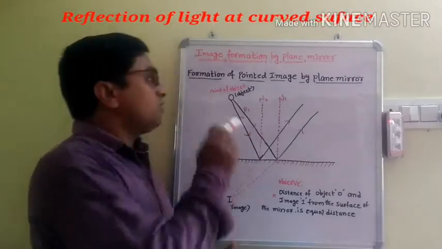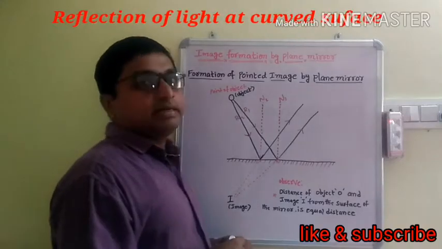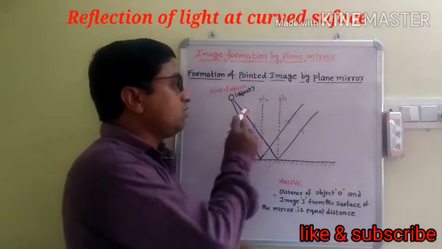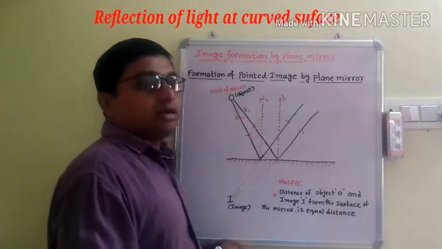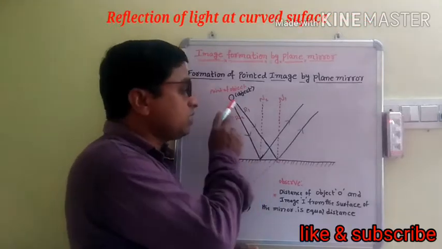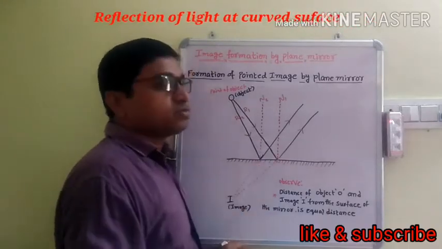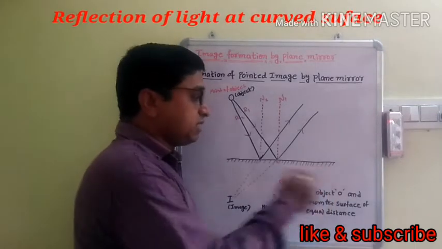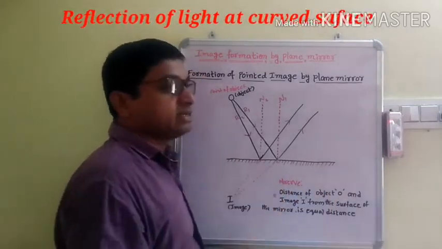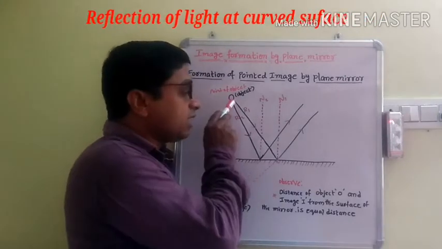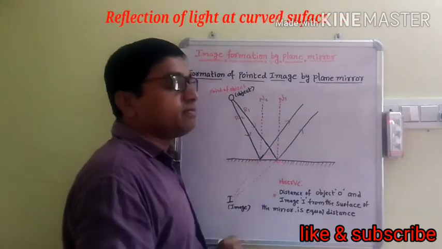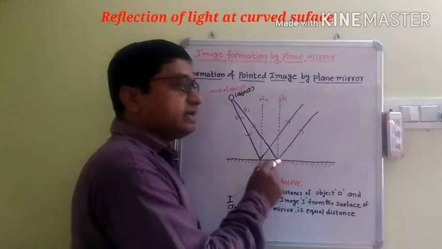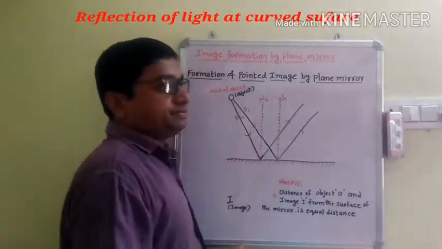See here, O is a pointed object. R1 is a light ray. The R1 light ray falls on the smooth surface. Here we are using the plane mirror. The plane mirror is coated on the back side with silver paint. Here the R1 light ray falls on the plane surface and the light ray bounces back.